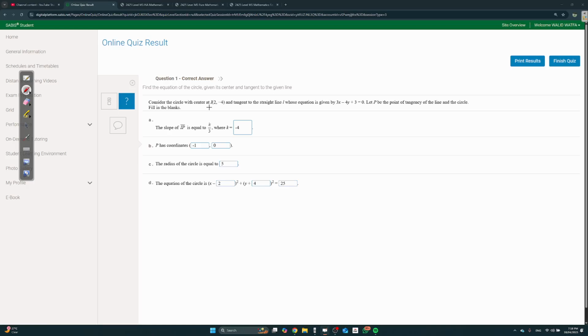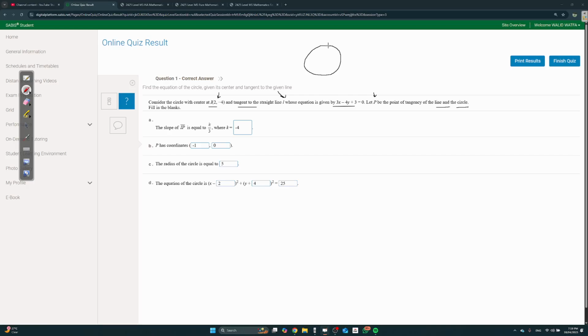Consider the circle with center I, 2 minus 4, and it's tangent to the straight line L, whose equation is given by this. Let P be the point of tangency of the line and the circle. Okay, so obviously they're going to want us to find P, the point of tangency. So let's kind of visualize what's going on over here.